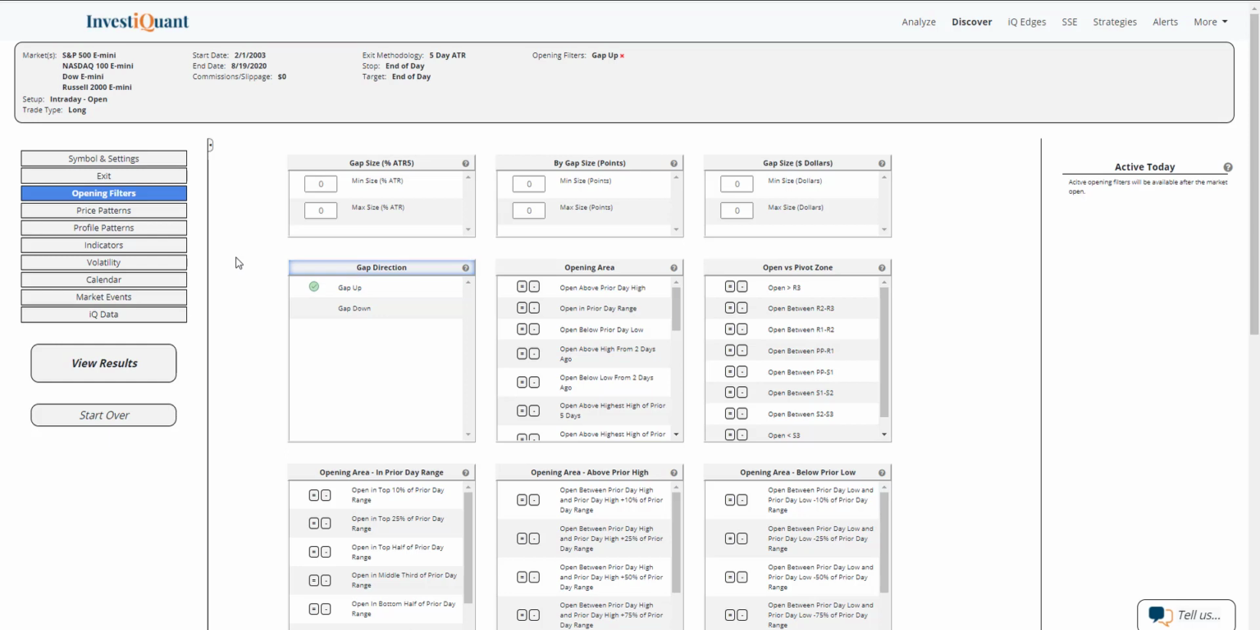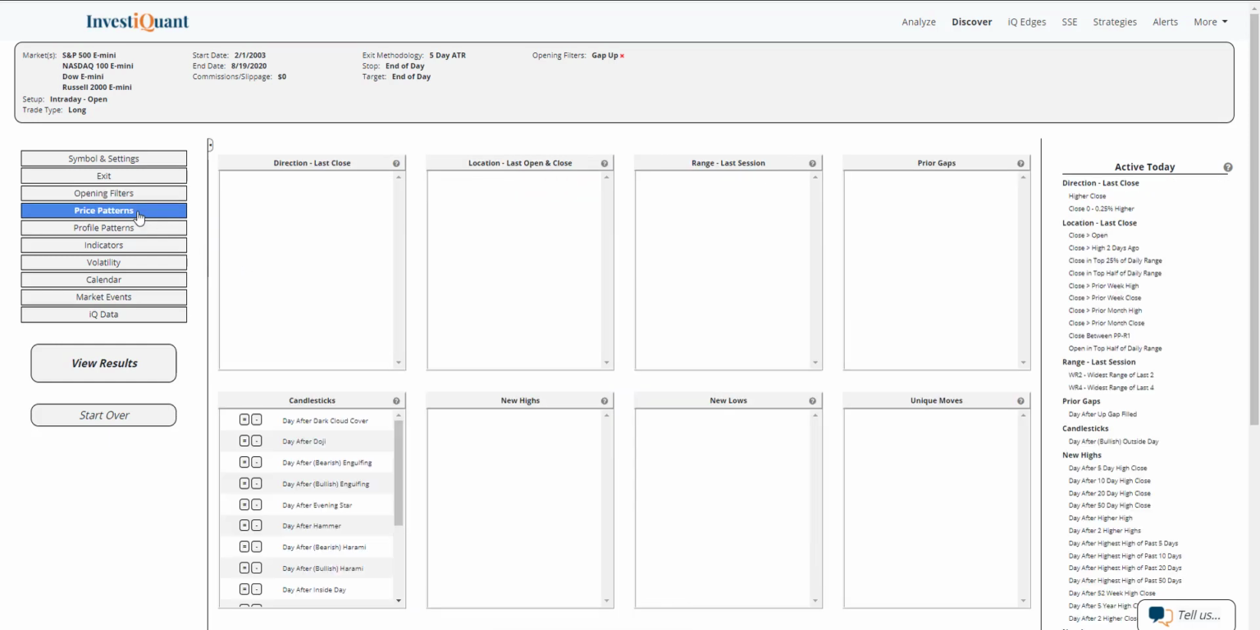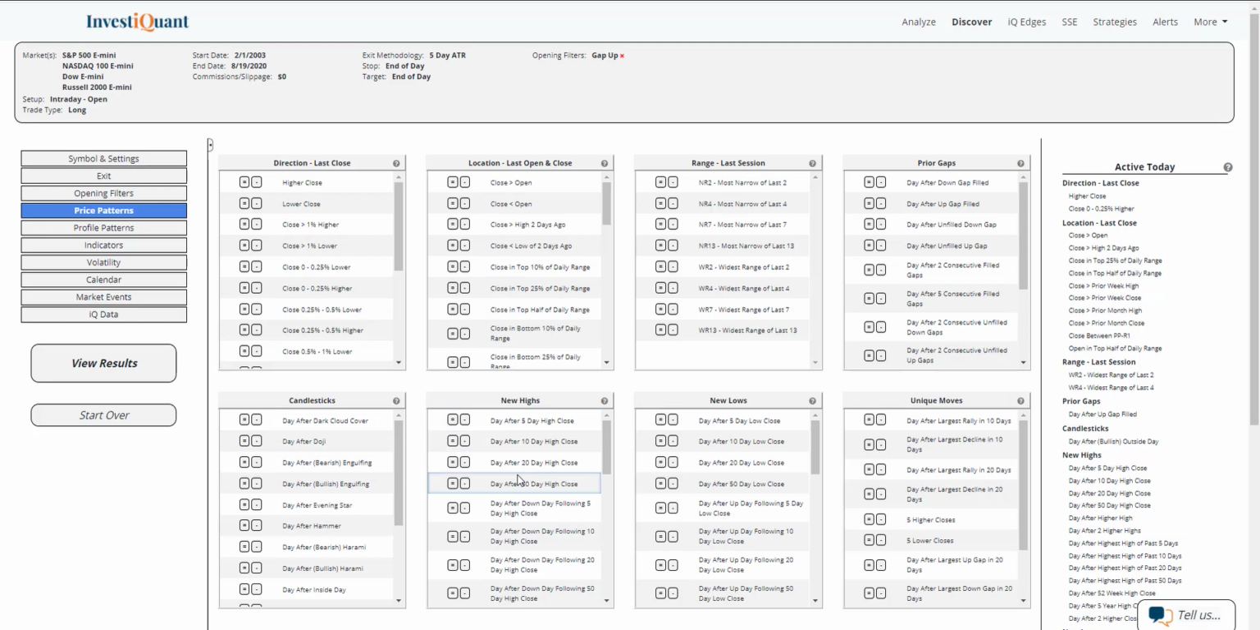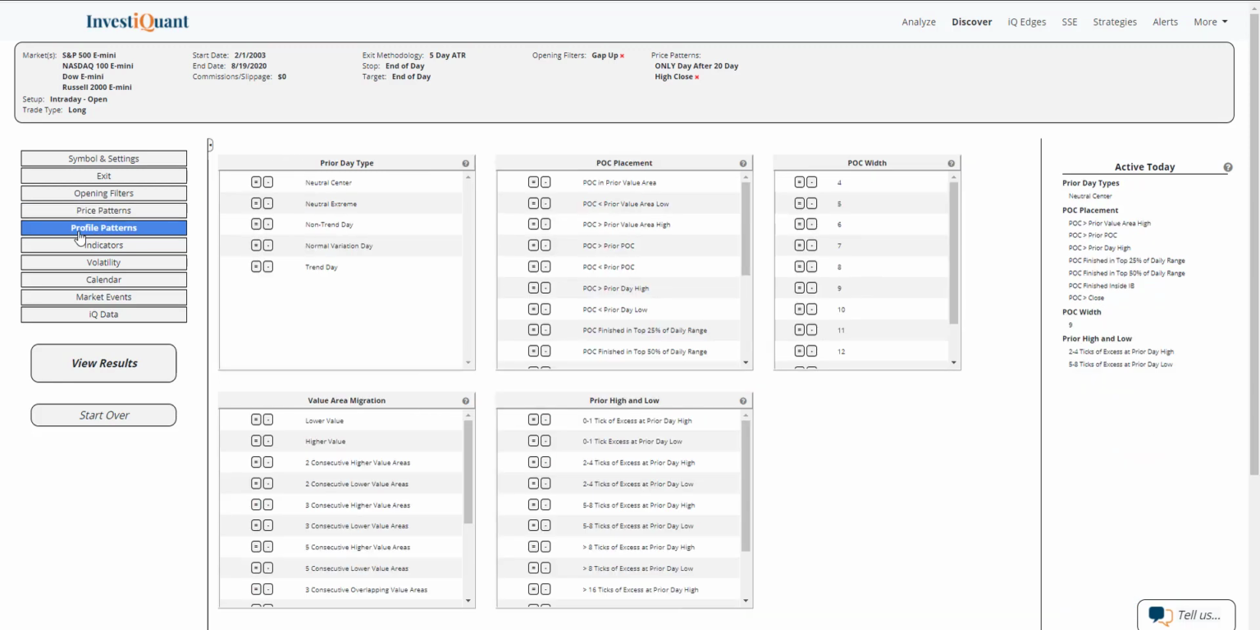Then I'm going to go into the price pattern section, and I'm going to say that yesterday closed at a 20-day high. I'm going to hit equals next to that in the new high section. Then I'm going to go into the market profile pattern section, and this is where you can find these different day types. The very first option up here is neutral center, and again, that means yesterday's price action expanded beyond the first 60 minutes range in both directions, and then closed back within that first 60 minutes range. So I've got that added here.